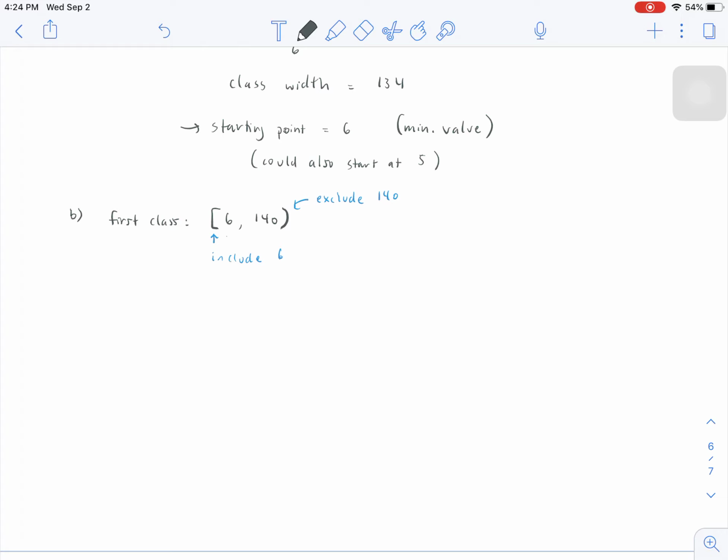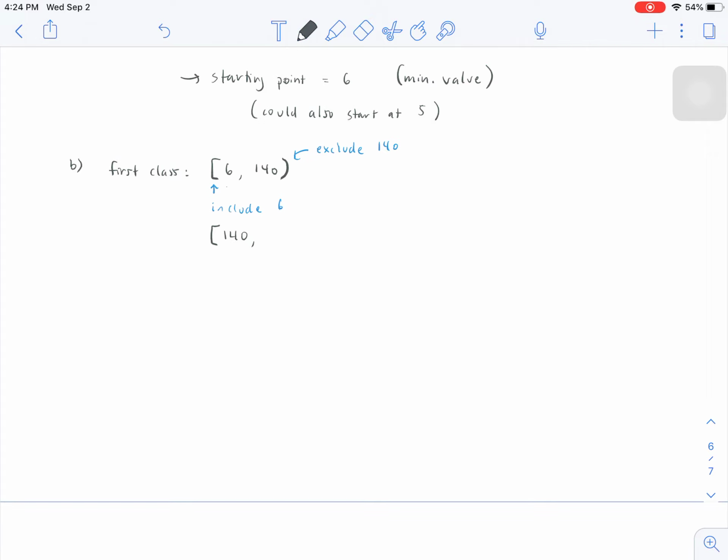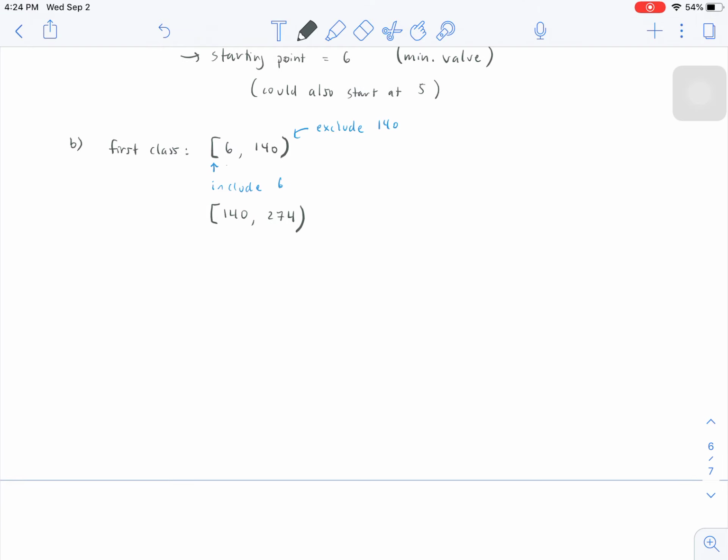And the reason for that is because we're going to start our next interval at 140, and we don't want 140 to show up in both of these groups because we don't want to double count it. So our next interval will start at 140, go to 140 plus 134, our class width. And what does that equal? This equals 274. And again, I'm going to exclude 274 from this one and include it in our second class.